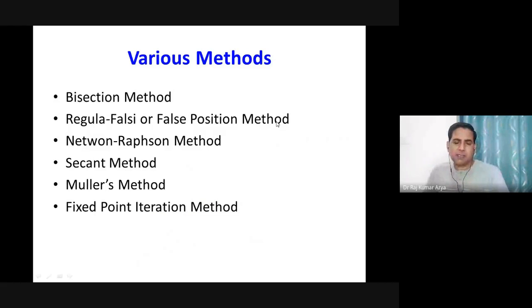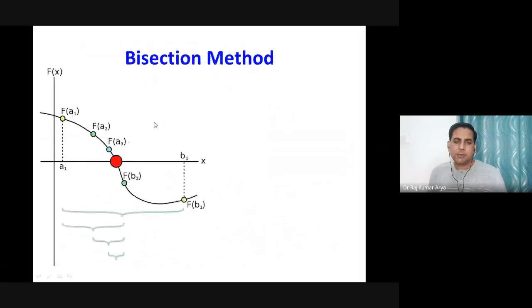One is the bisection method. One is your regula falsi or false position method. Other one is the Newton-Raphson method, secant method, and then you have Mueller's method, fixed point iteration method. These are some of them, not all of them actually. So let's see one by one what those are first. So first we see, let's say, the bisection method.